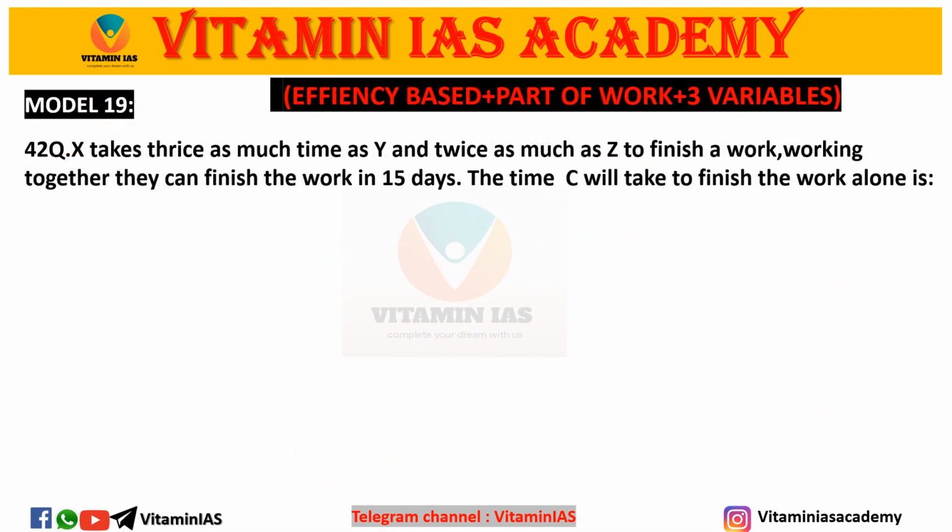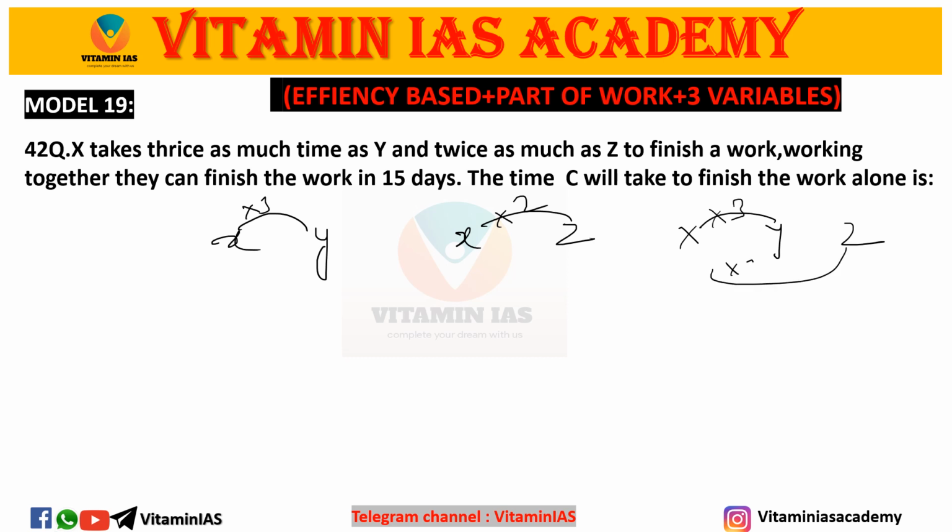Our next question is the 42nd question. X takes thrice as much time as Y and twice as much time as Z to finish the work. Means X takes thrice Y, and X takes twice Z. If you want to get the X value, 3 into 2, 6, and Y is 6 by 3, that is 2, and Z value 6 by 2, nothing but 3.